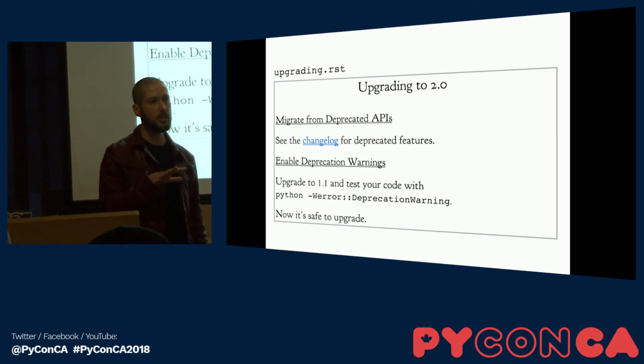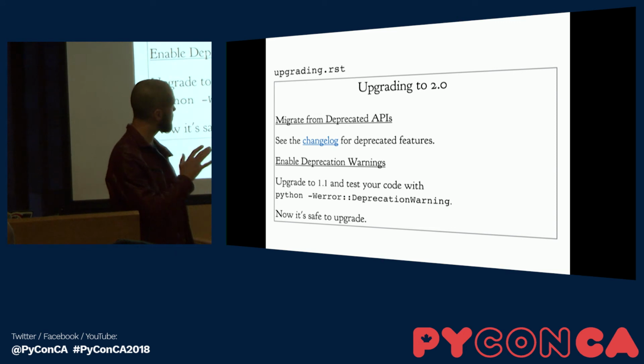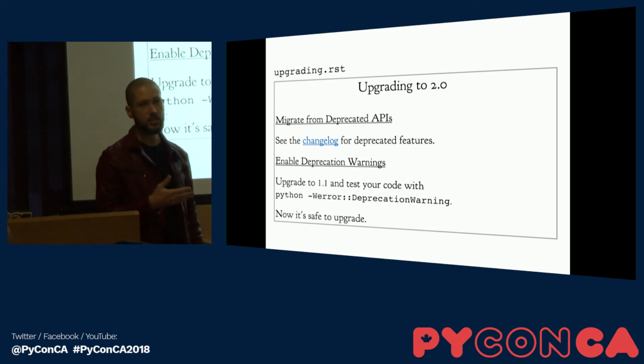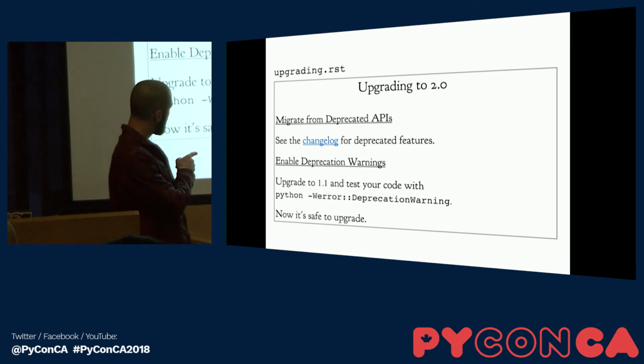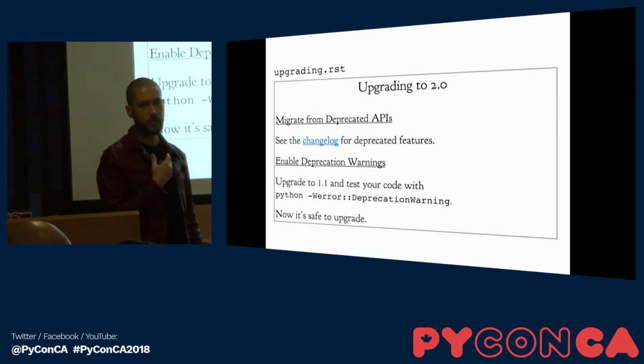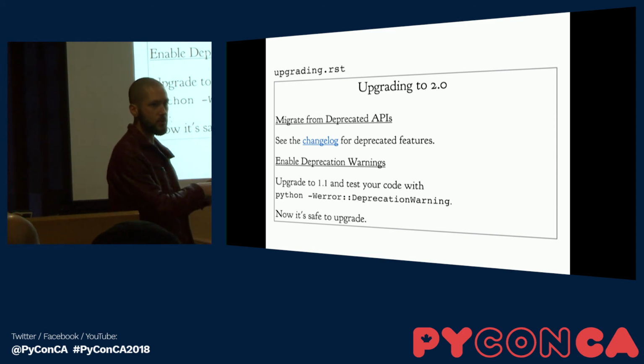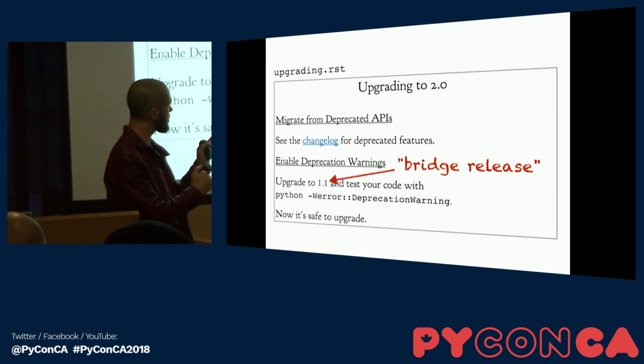So first of all, they'd have to read your changelog to know what features have been deprecated. And then notice here that you're actually showing them that error deprecation warning syntax. I always have to look it up whenever I need it, so put it in your upgrade guide. And instruct them to upgrade to the last minor release in order to be ready to upgrade to the next major. So this I call a bridge release.